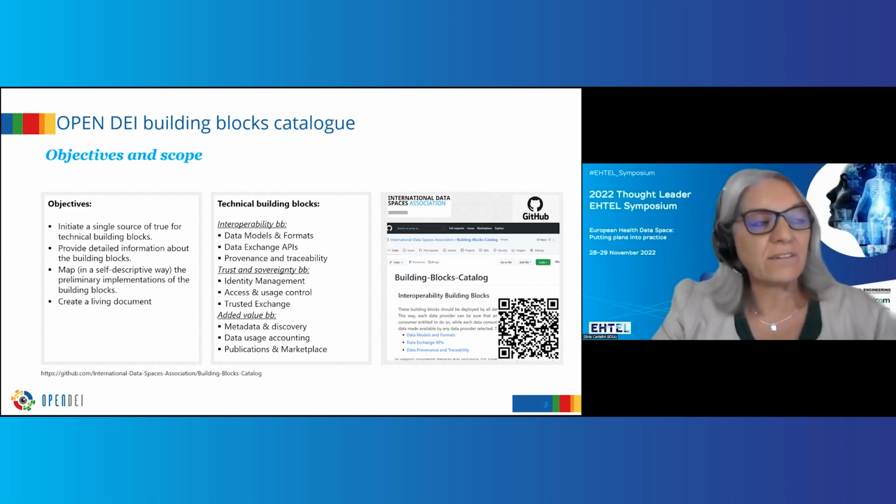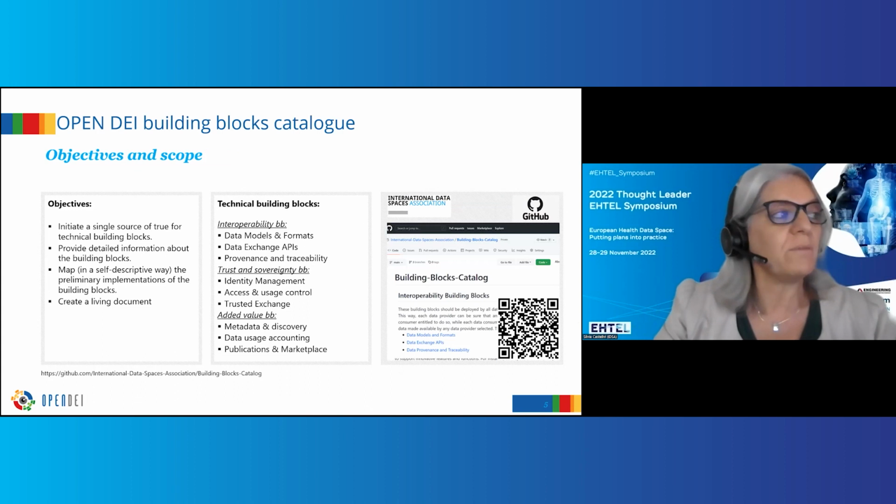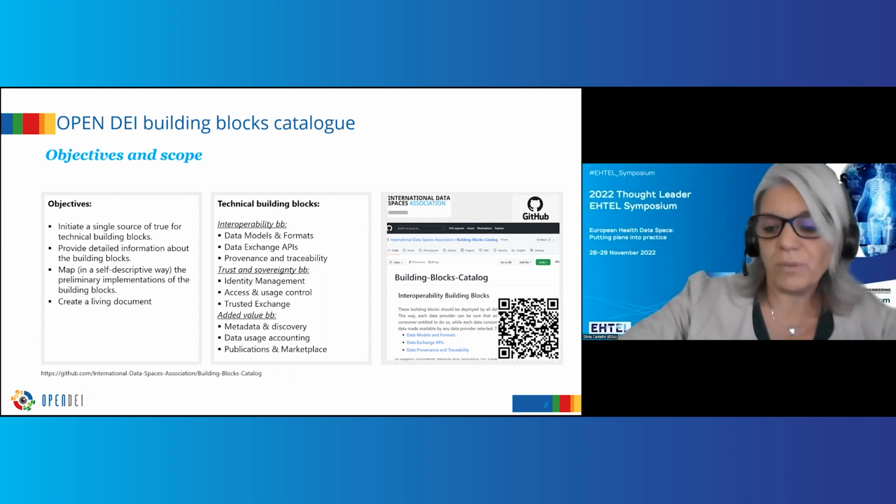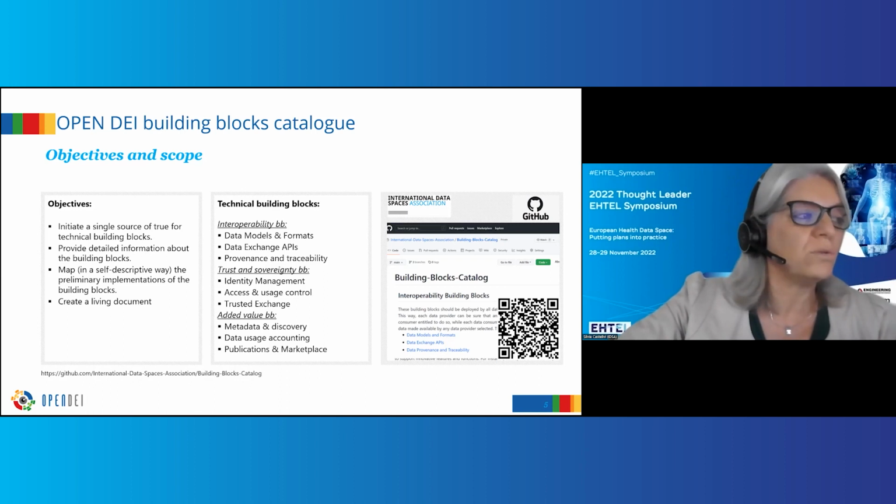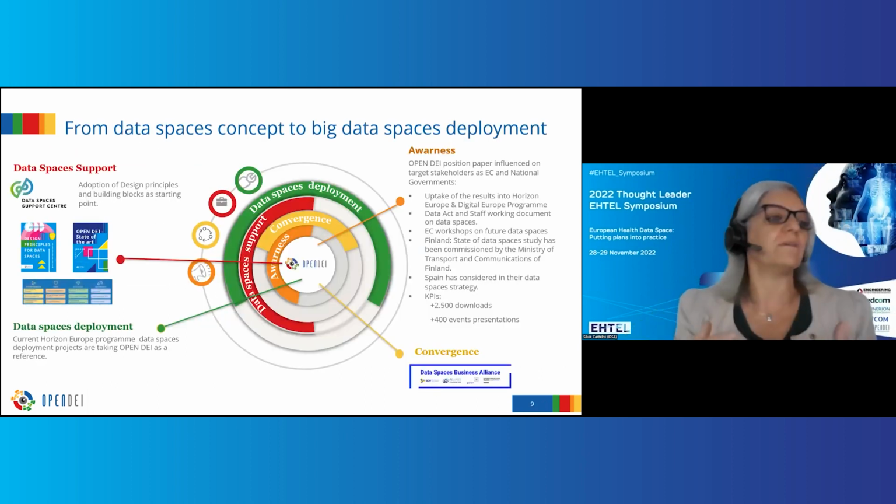Also, we have created the first catalog of building blocks that you can see on GitHub. And this catalog provides first reference implementations proposed by different projects, some of them in healthcare, regarding which solutions they have developed or implemented to achieve interoperability, trust and sovereignty, or added value. I am not going to spend so much time on that. I just invite you to go to this GitHub catalog. You can find on the QR how to access it directly. And there you can find the definition of the 9 technical building blocks and detailed information from different projects, how they have implemented these building blocks and which are the gaps, so what is needed to further develop.